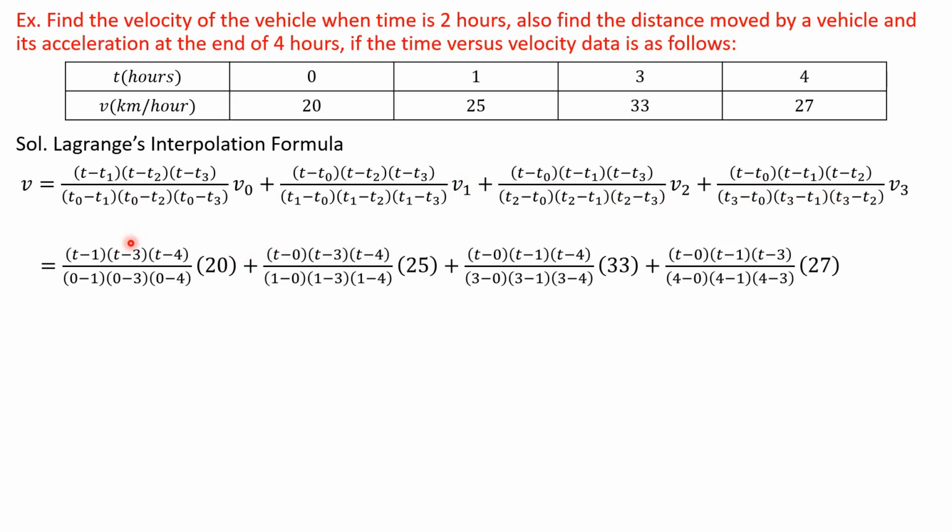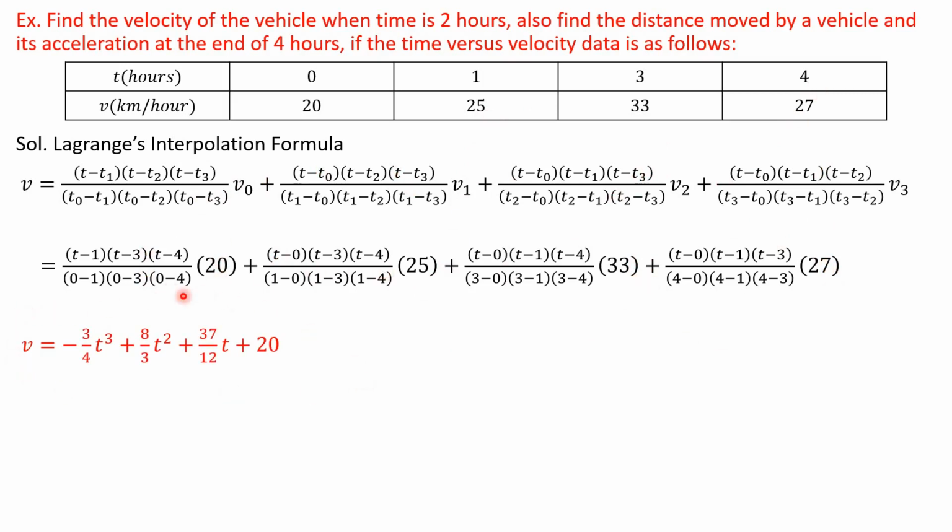So we know that t1 is 1, t2 is 3 and t3 is 4, right? So put all these values. v0 is 20, v1 is 25, v2 is 33 and v3 is 27. So put all these values and after opening these brackets we'll get this polynomial.